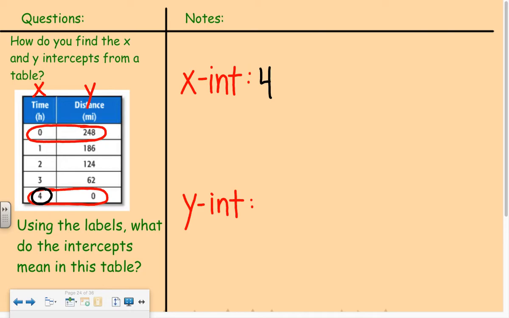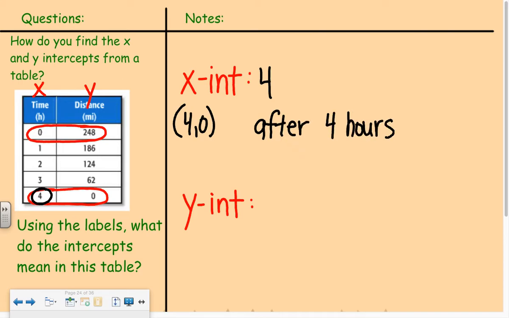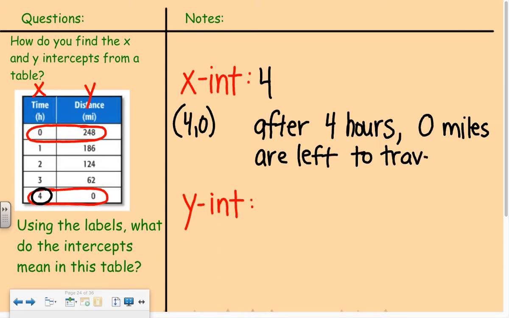Now let's interpret the meaning for that one. That ordered pair is (4, 0). So let's look at our labels. The 4 is the time in hours. So after 4 hours. And then the y column is the miles I've traveled. I have 0 miles left to travel. So 0 miles are left to travel. So I use the numbers 4 and 0.